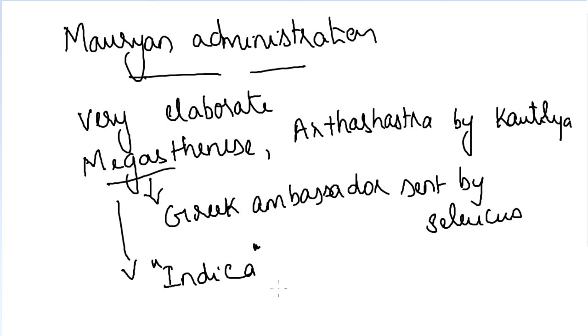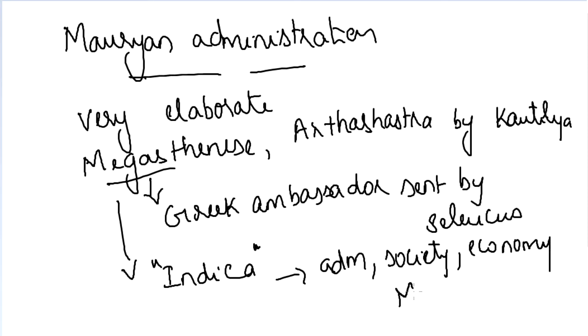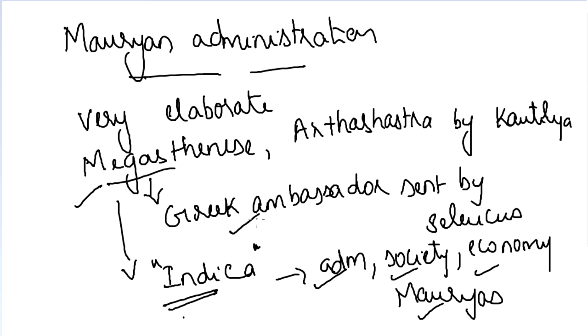This book throws valuable light on the administration, society, and economy of the Mauryas. So Indica is a main source which gives us information about the administration, society and economy of the Mauryas. Indica was written by Megasthenes, a Greek ambassador sent by Seleucus to the court of Chandragupta Maurya. So this was one source from which we get information about Mauryan administration.